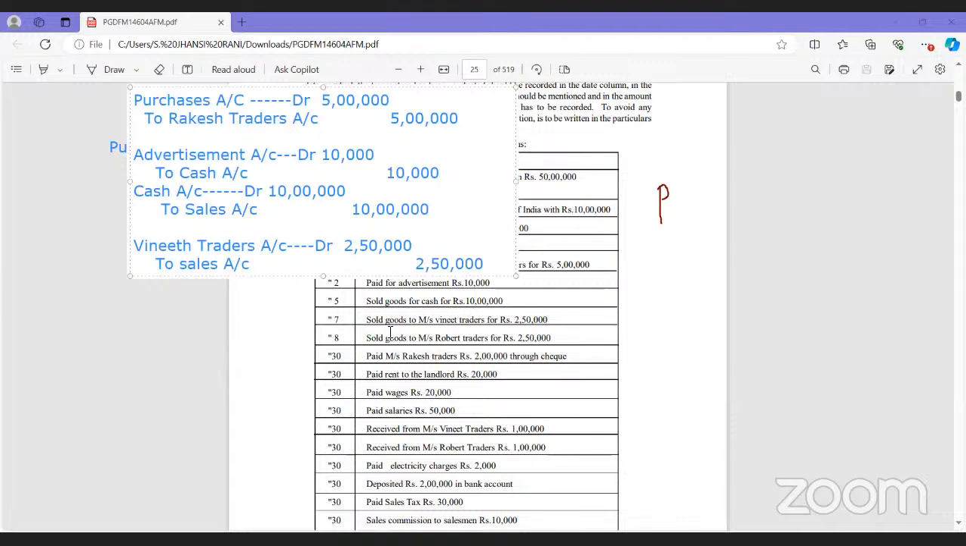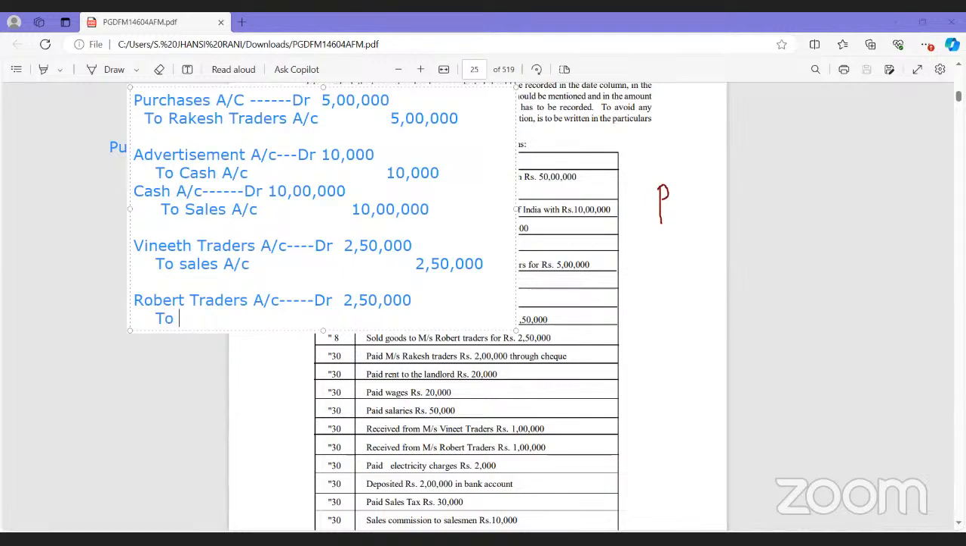Next, look here. Sold goods to Robert Trader. It is the same transaction. So here, instead of Vinith, who is receiving? Robert is receiving. Debit the receiver, as it is the name of a person. We will write Robert Trader's account debit, that is 2,50,000, to sales account, as it is a sale. So we write here again the same amount, 2,50,000.